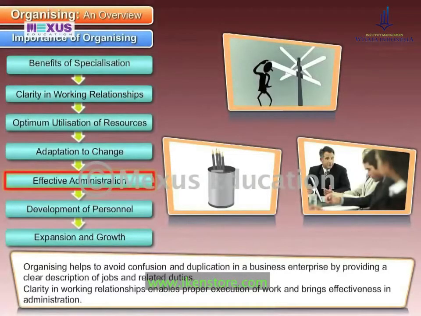5. Effective administration. Organizing helps to avoid confusion and duplication in a business enterprise by providing a clear description of jobs and related duties. Clarity in working relationships enables proper execution of work and brings effectiveness in administration.